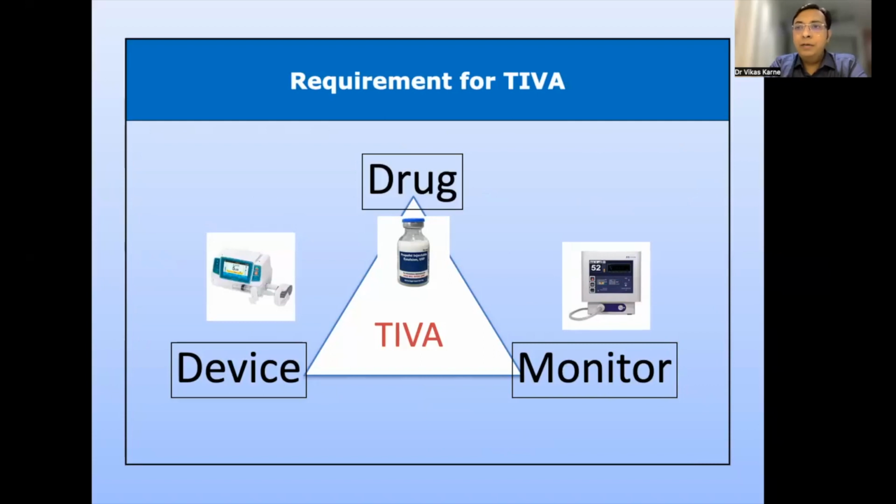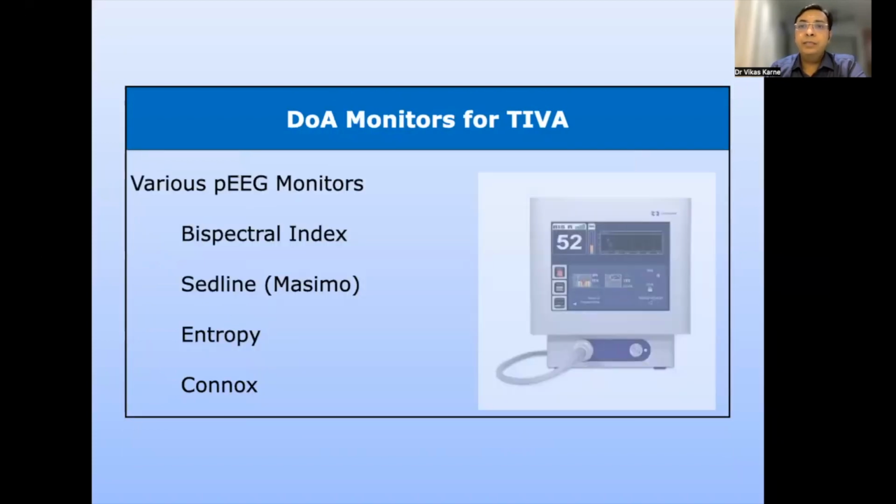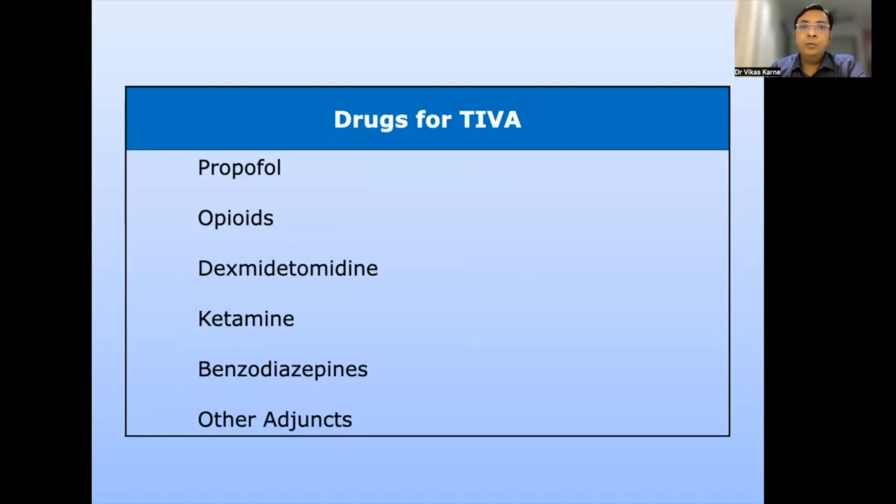So when we think of TIVA, we need three basic things: a drug which fits the requirement of TIVA, a device to administer that drug, and a monitoring system to monitor the depth of anesthesia. There are multiple pumps available in the market, which are specialized TIVA or TCI pumps from different companies. And there are different depth of anesthesia monitors, especially when we're using TIVA, like bispectral index, SEDline, entropy, and Conox. And there are various drugs which we use. We all know that we can use a combination of propofol, opioids, dexmedetomidine, ketamine, benzodiazepine, and other agents. So all these three things we'll eventually see in detail.